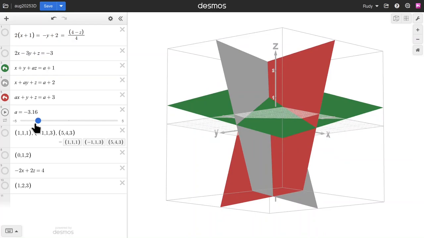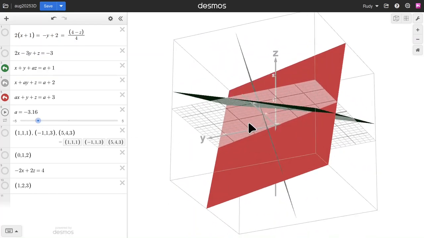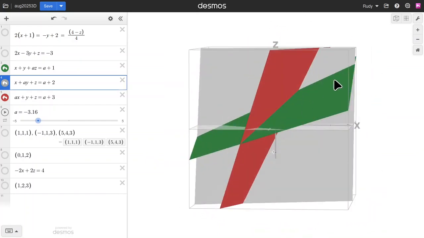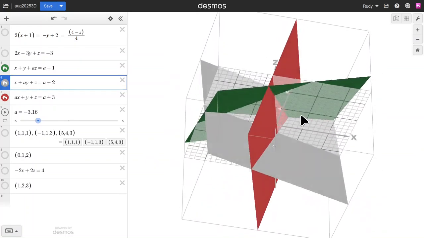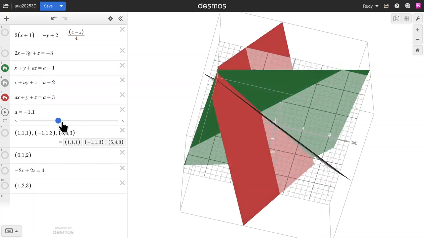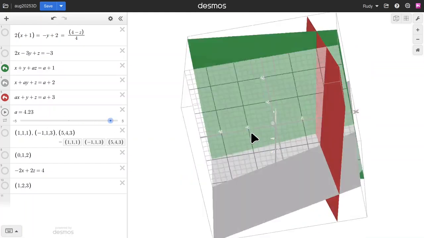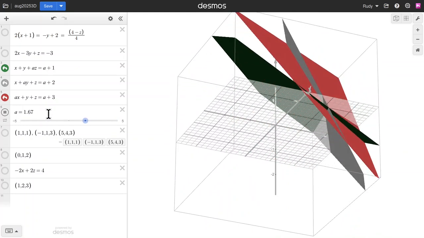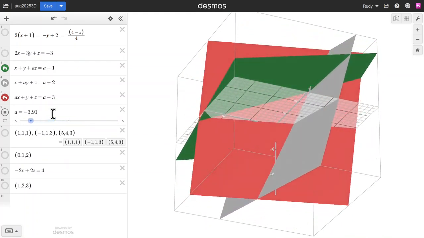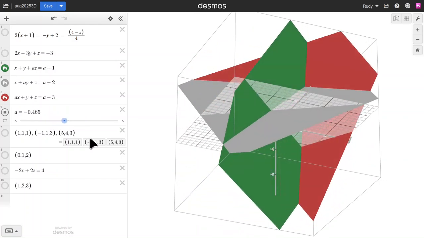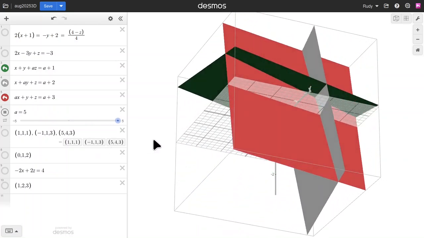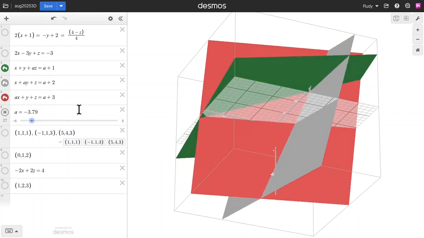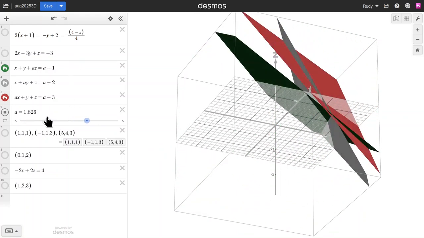For every other value of a, you can see that the three planes just intersect in one point, so it has one solution. It's fun to play with or let it run. But so this is the graphical interpretation of this system, this linear algebra problem.